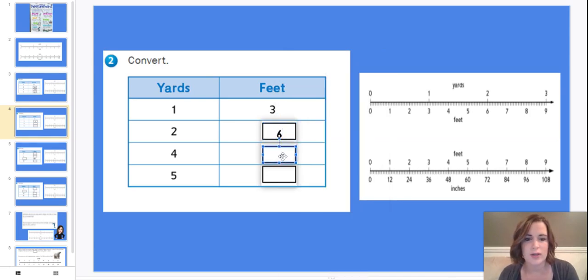Okay, now let's look at 4. Well, 4 is not on this conversion chart. So, but there is 3, okay? So 4 is 1 more yard than 3 yards. And I know that there's 3 feet in a yard. So if I add 3 more to 9, that is 12.